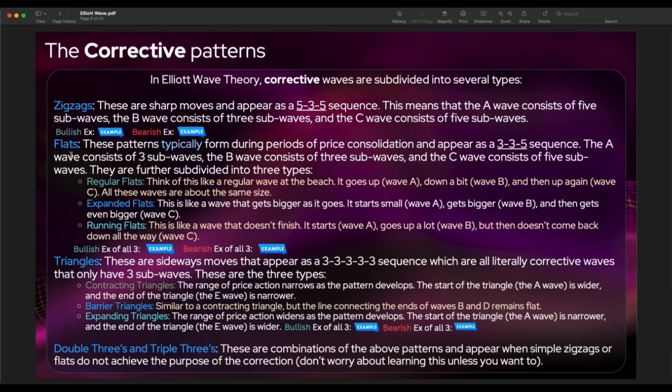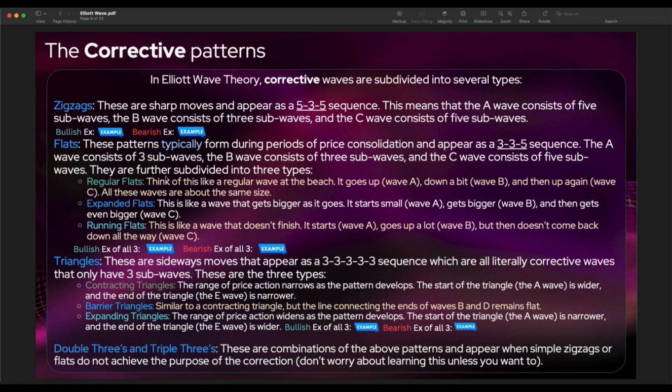Now let's talk about some flats here. These patterns typically form during periods of price consolidation and appear as a 3-3-5 sequence. The A wave consists of 3 subwaves, the B wave consists of 3 subwaves, and the C wave consists of 5 subwaves. They are further subdivided into 3 types. In other words, there's 3 types of flats. You have irregular, expanded, and running flats.